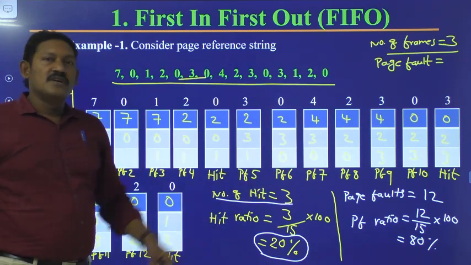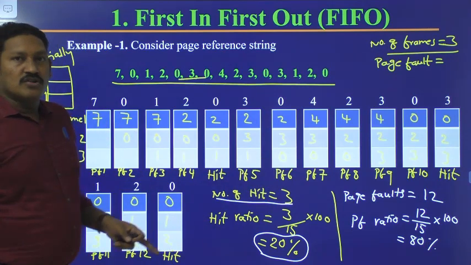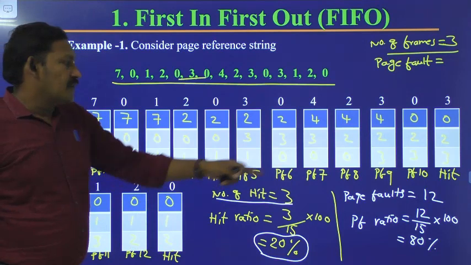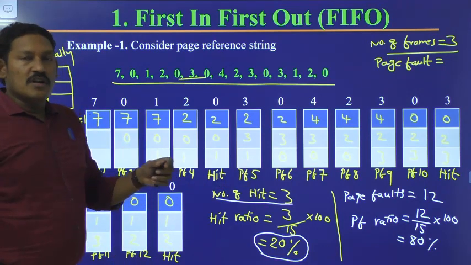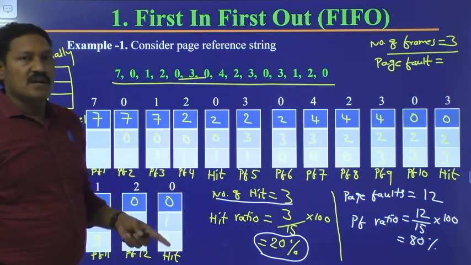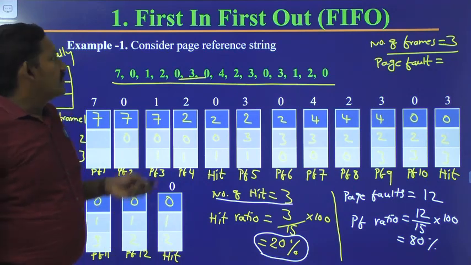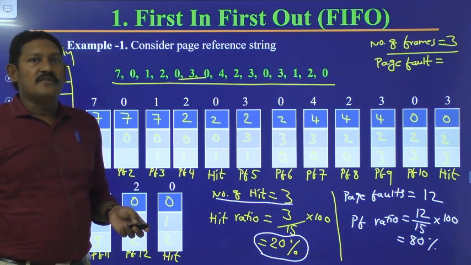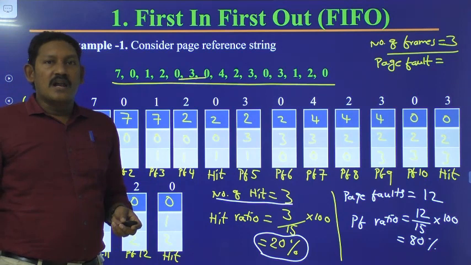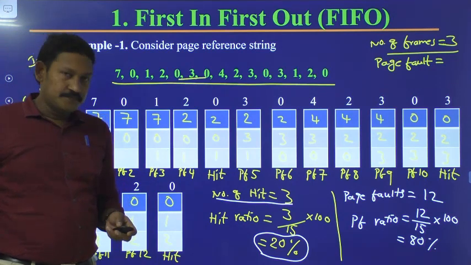Similarly, page faults, we got 12. So the page fault ratio is nothing but number of page faults by total number of reference strings. 12 by 15 into 100, we got 80%, right? So with this, we'll wind up this first in first out page replacement algorithm.